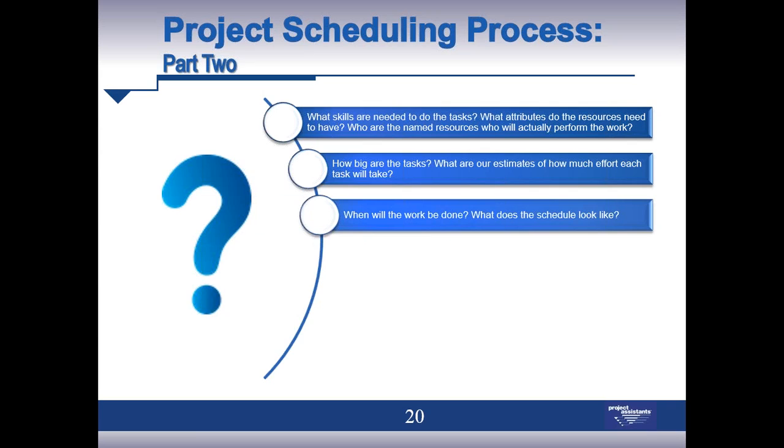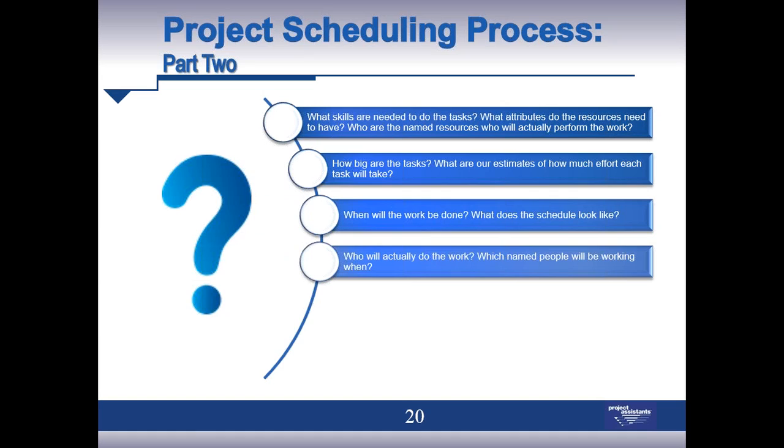When will the work be done? What does the schedule look like? So if I give a difficult task to a novice resource, I might have to extend the schedule. If I give a difficult task to an experienced resource, maybe I can pull that task in. So the task timeline may be adjusted based on who's doing the work.